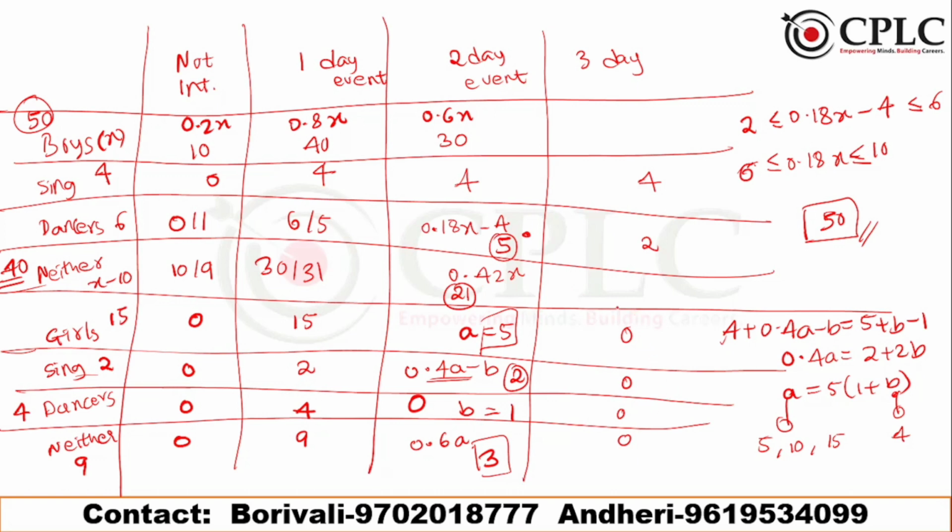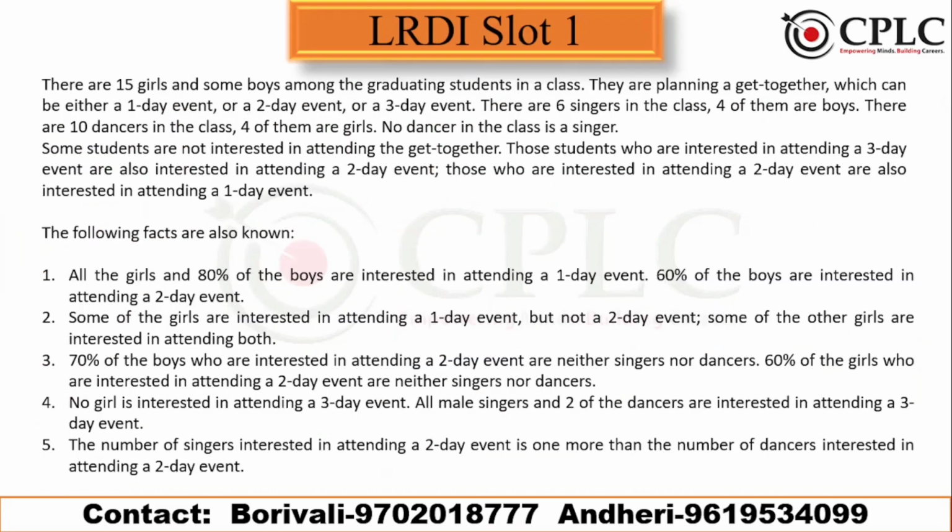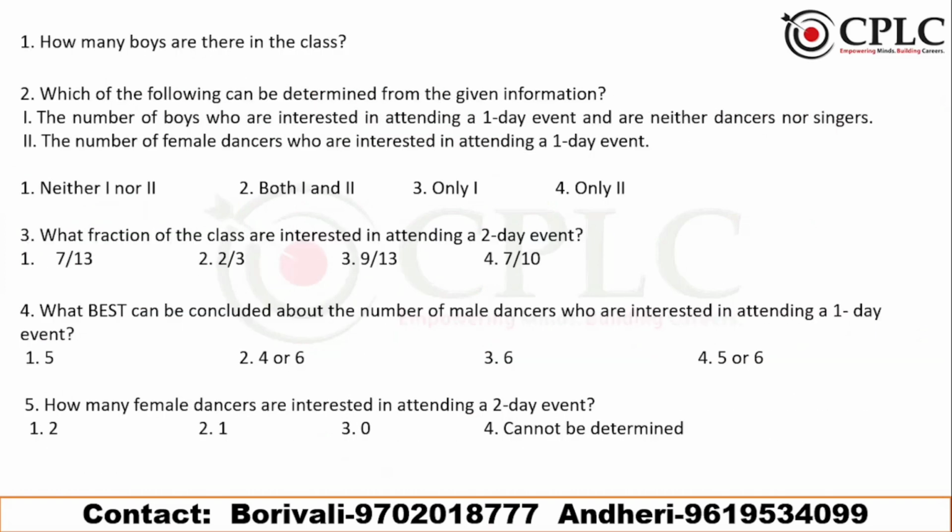Once we have these values, getting your answers is not going to be difficult at all. We can very quickly now go back and mark the answers of each and every question. So let's start with the questions. The first question is very easy. That is, how many boys are there in the class? If you remember, that was x, which is 50, which we had found out.